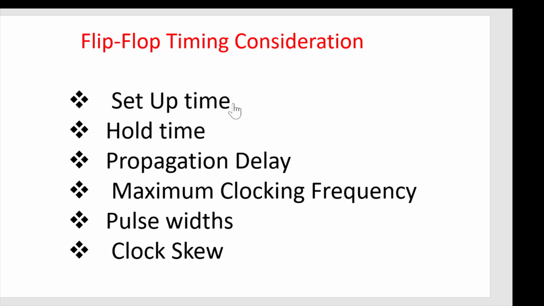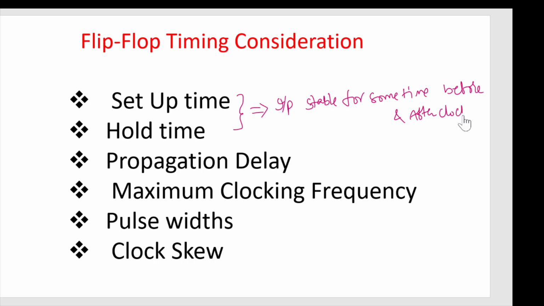So in the simplest terms, if you want to define setup time and hold time, your input must be stable for some time before the clock pulse and after the clock transition. Then only your circuit will take a proper input, then produce a reliable output. This is the simplest way to understand setup time and hold time.